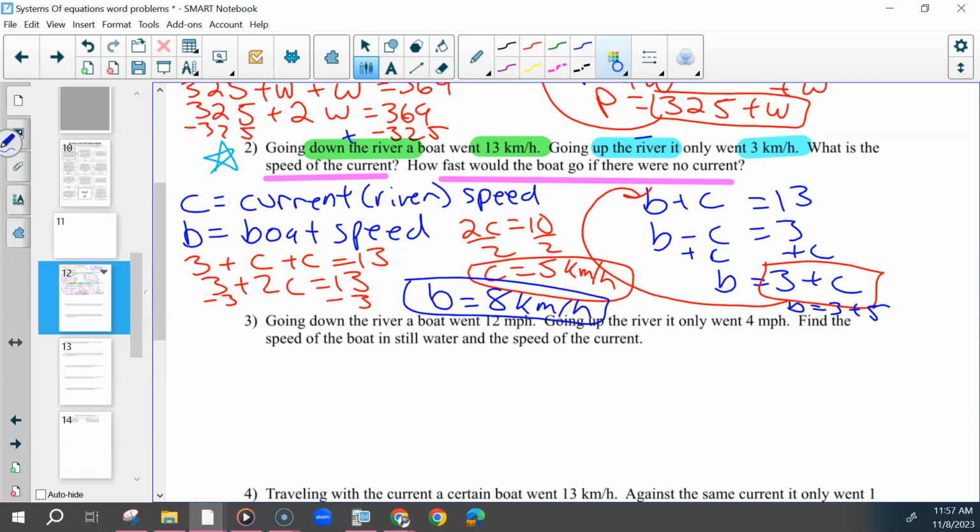Wording, like in number 4, it says traveling with the current, so it's helping it, it's pushing it. Against the same current, it's being subtracted, it's being taken from it. Do we have any questions on how we solve our word problems? No one asked to do a problem by graphing, but that is also an option. Do we have any questions on how to set these up, how to solve them, get the answers, label?